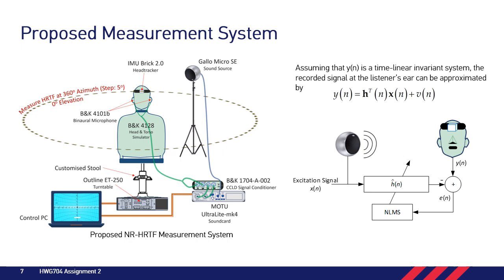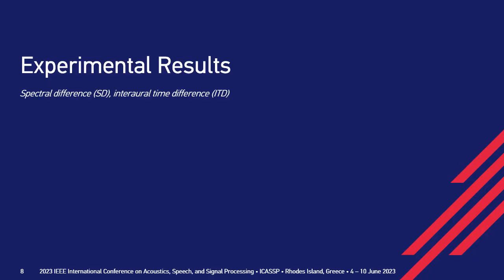The normalized least mean square method is selected for implementation due to its high performance and ease of implementation. Any movement of the listener during the HRTF measurement will affect the consistency and the accuracy of the measurement. To evaluate the consistency and the robustness of the proposed system, we analyze the HRTF measurements of heads and human listeners using spectral differences and interaural time differences.